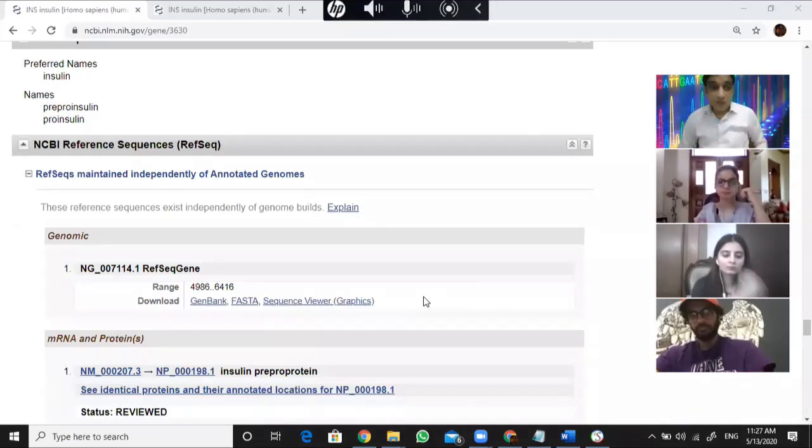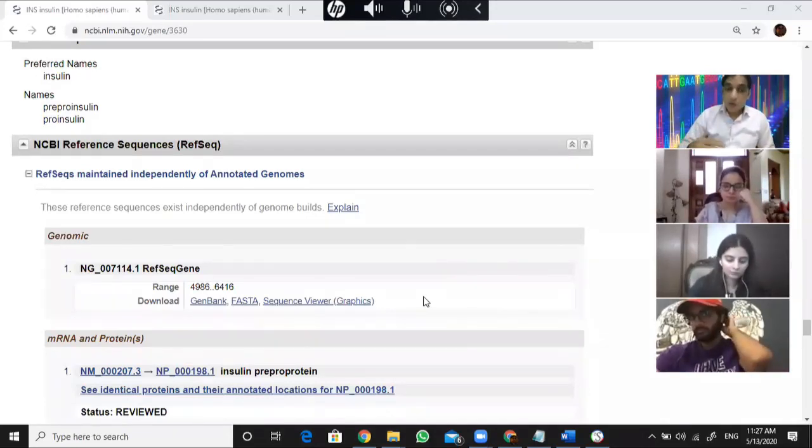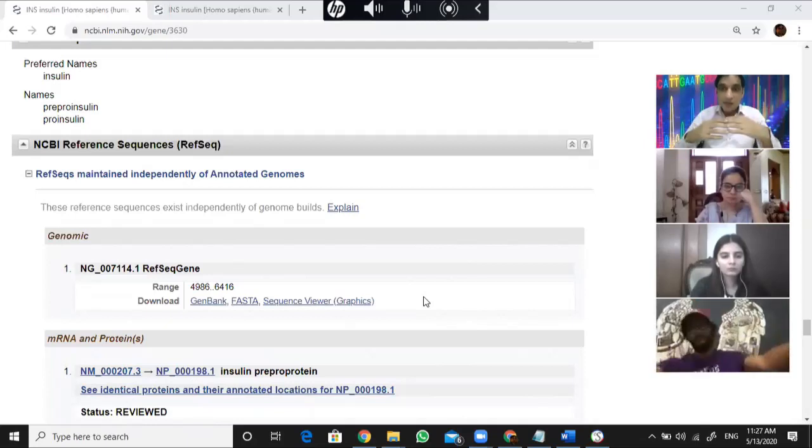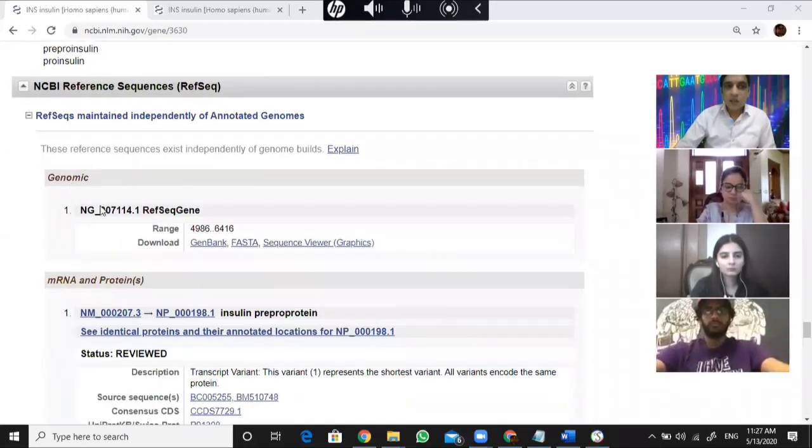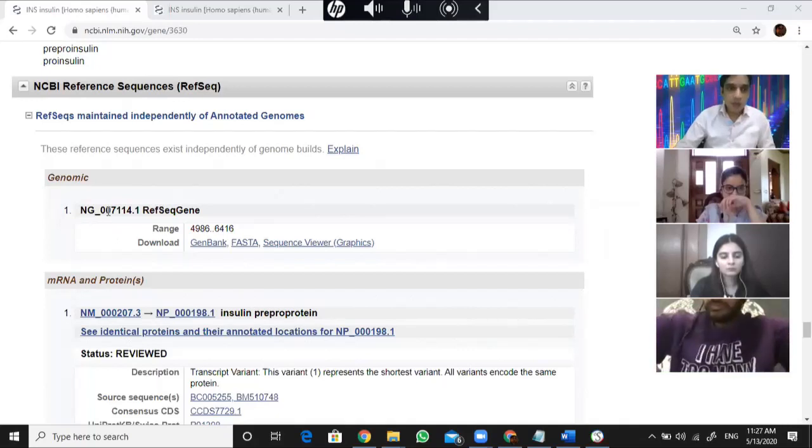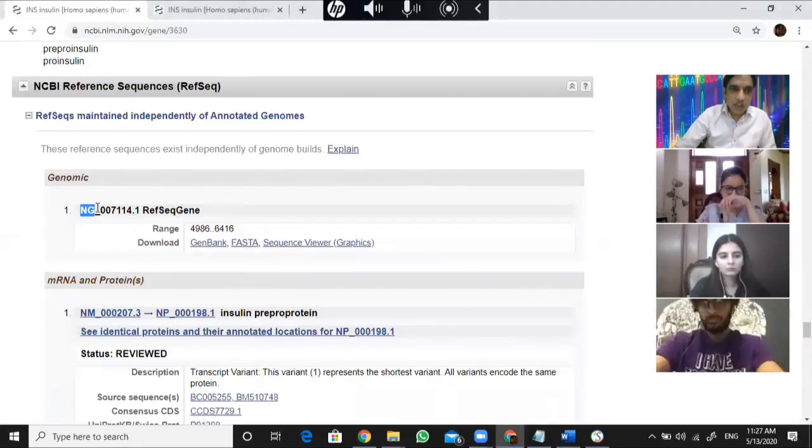So NCBI reference sequences are the sequences which NCBI has collected over a period of time from different sources, and they considered it as a reference sequence for a particular gene. Here you can find the genomic sequence. Remember, this is the sequence of the genome. Do not confuse it with the genes and other sequences on the DNA present in the chromosome or in the genome. This is the code. Everything starting with NG on the NCBI portal will refer to the sequence of the genome.